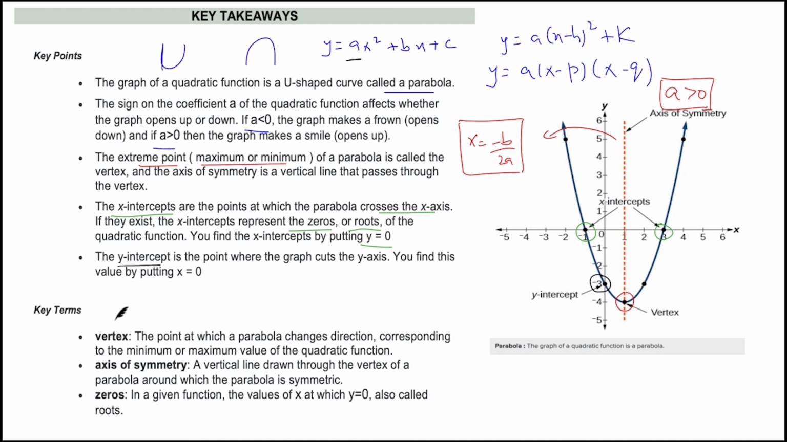Some important terms that you should remember are the vertex, we have talked about this, the axis of symmetry, this is the line of symmetry we are talking about, and the zeros or the factors or the x-intercepts. Let's now plot these graphs even if we are given these various forms, the standard form, the vertex form, or the factored form.